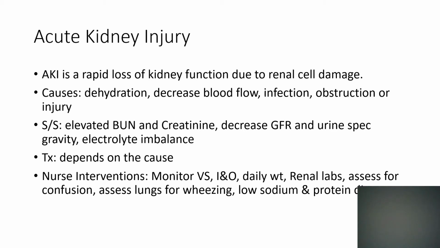There are phases with the acute kidney injury. Oliguric phase, where the BUN and serum creatinine are elevated. Decreased urine specific gravity, hyperkalemia you may see, decreased sodium level, hypocalcemia, hyperphosphatemia.